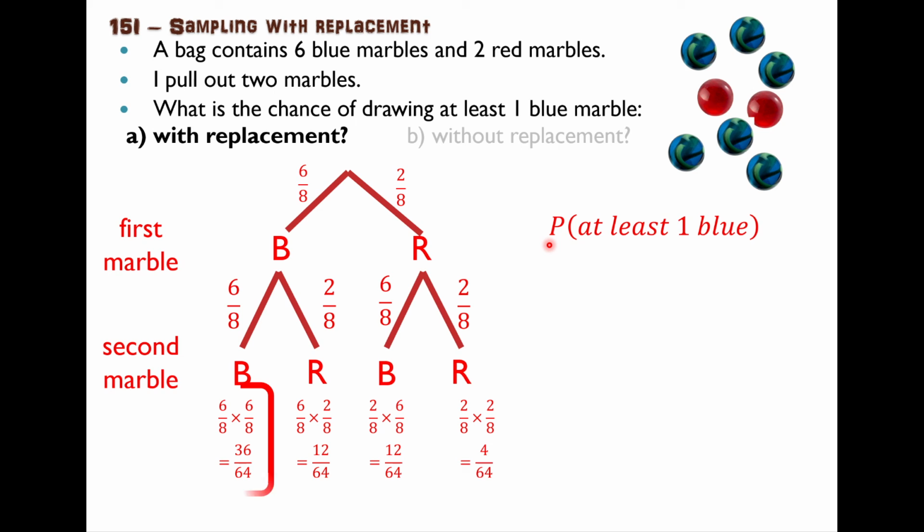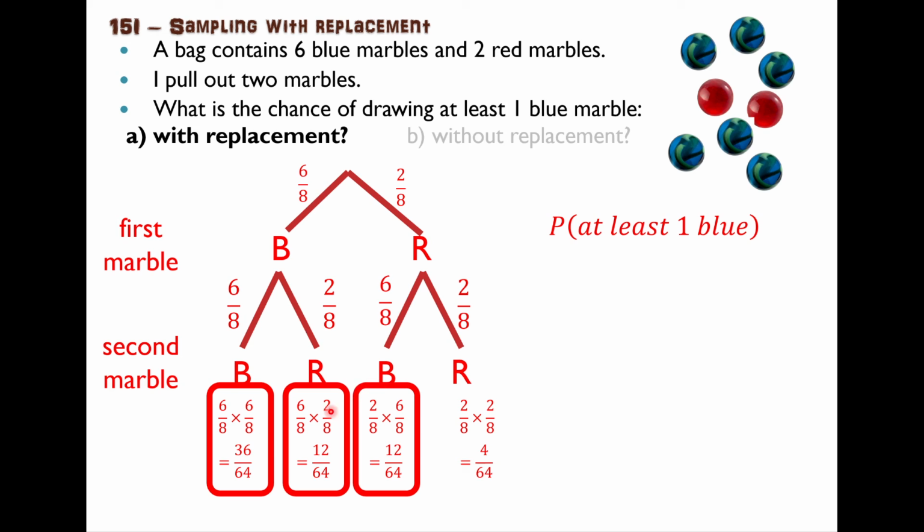So the probability that I get at least one blue is all of these 3 probabilities added together, because these 3 outcomes, with their matching probabilities, give me the event that I want, the event of getting at least one blue. So I add together 36 out of 64 and 12 out of 64, and then add another 12 out of 64. 36 plus 12 is 48. 48 plus 12 is 60.